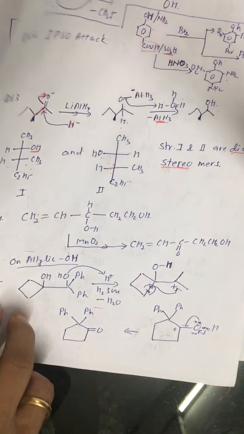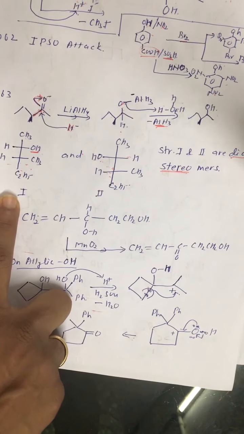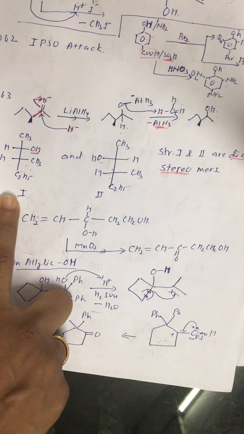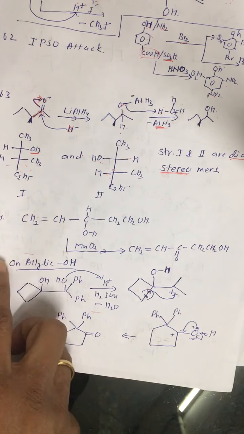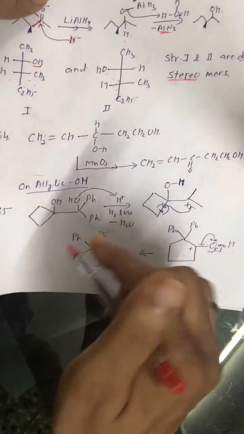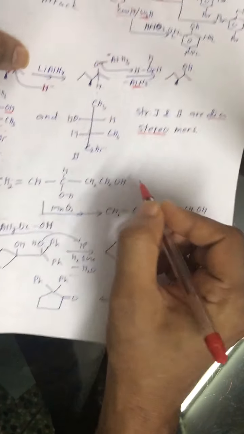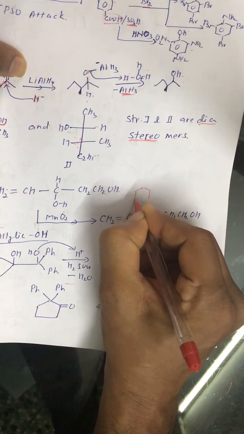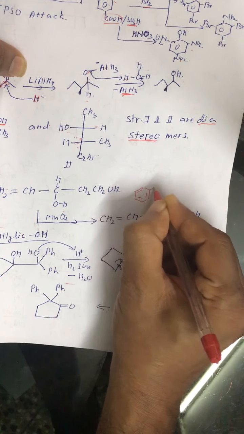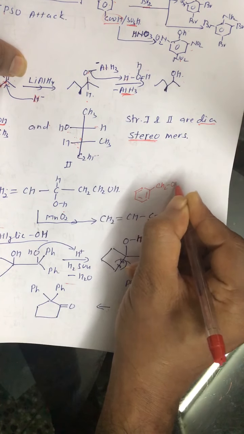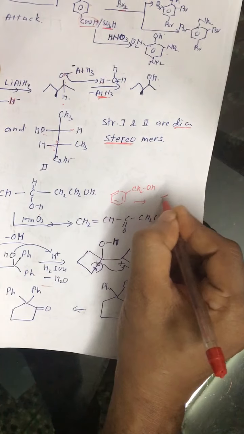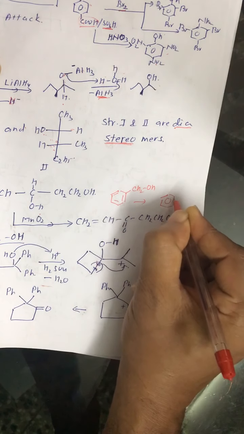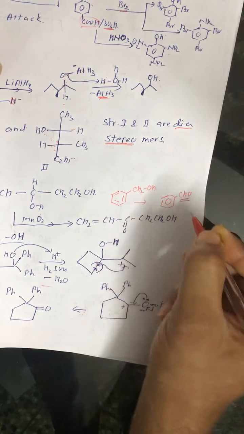So we were discussing question number 64. So this is allylic, and it also affects benzylic. Like if you have C6H5 with this kind of CH2OH, then what will we get? We will get C6H5CHO, aldehydic level oxidation.